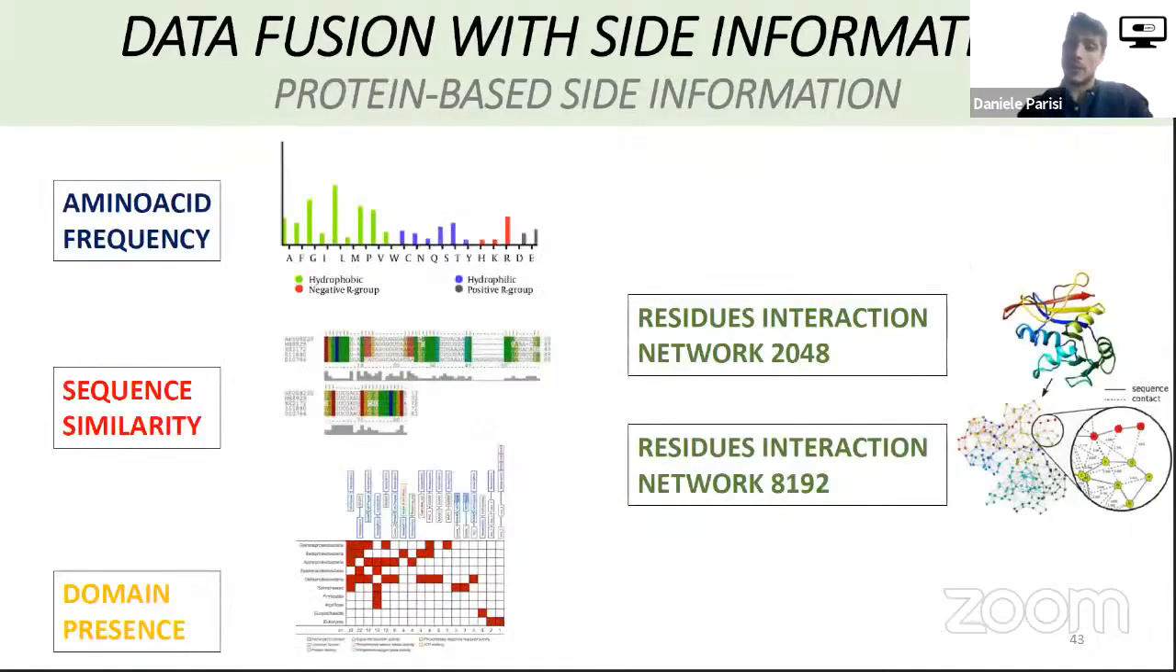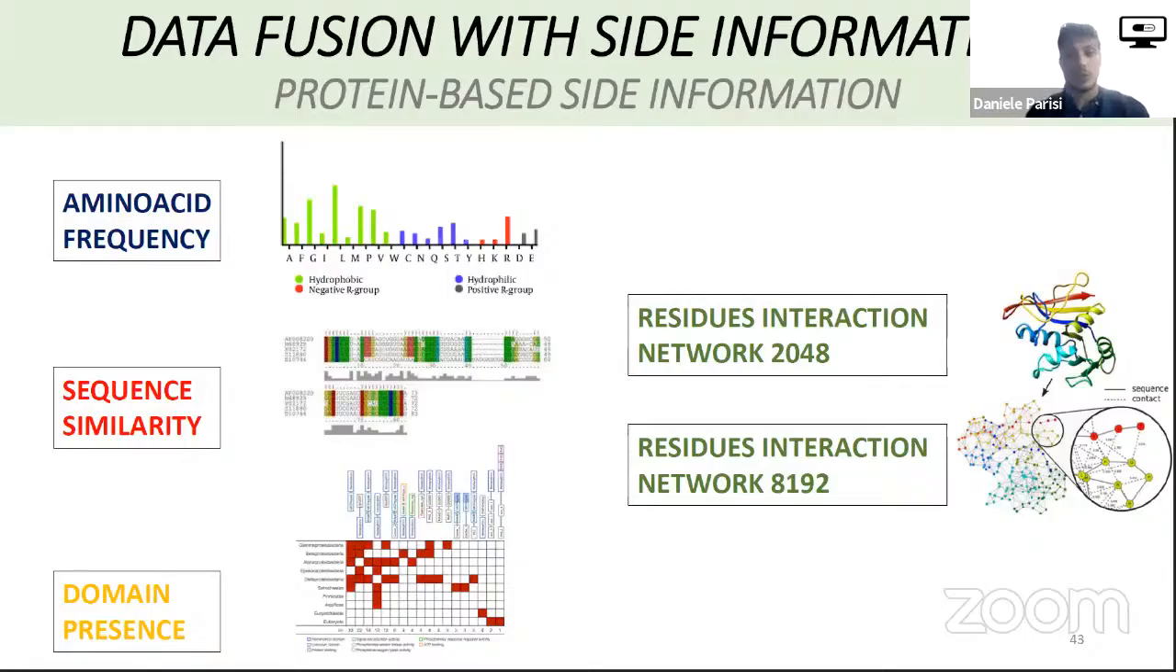Then we also added an extra layer, which is the layer of the protein with five different kinds of information: the amino acid frequency, so how many of the different amino acids are present in each target, or the sequence similarity. So we made a matrix that expresses the similarity of all those proteins, or the domain presence. So for each protein, we stated the presence or the absence of a specific domain.